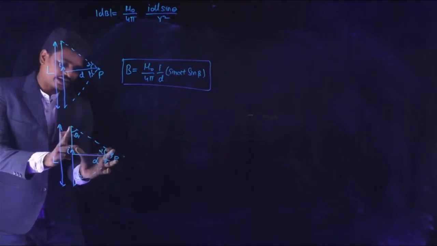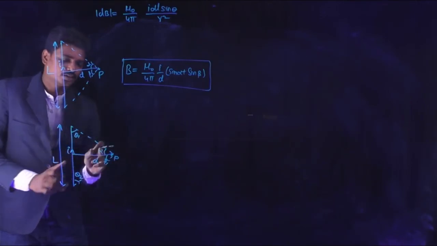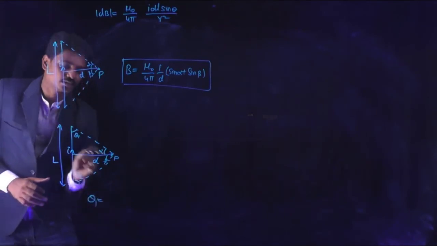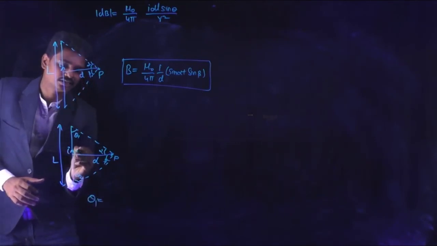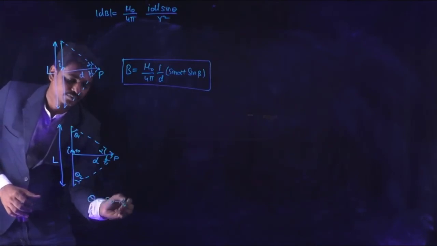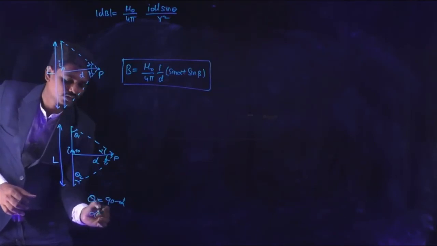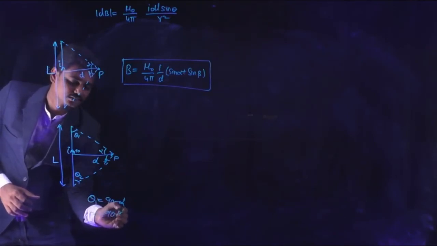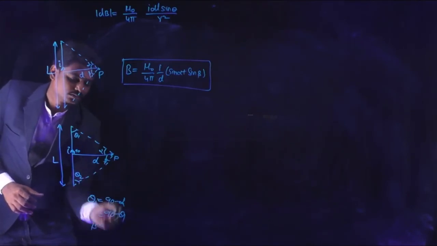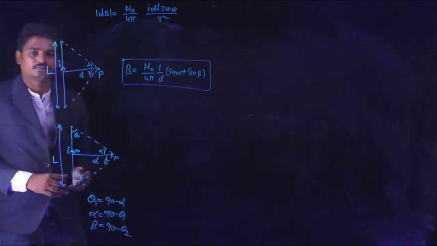From this triangle, the sum of the angles inside the triangle should be 180 degrees. Theta 1 is 90 minus alpha, since the angle here is the perpendicular 90 degrees. So alpha is equal to 90 minus theta 1. Similarly, in the triangle downwards, beta is equal to 90 minus theta 2.